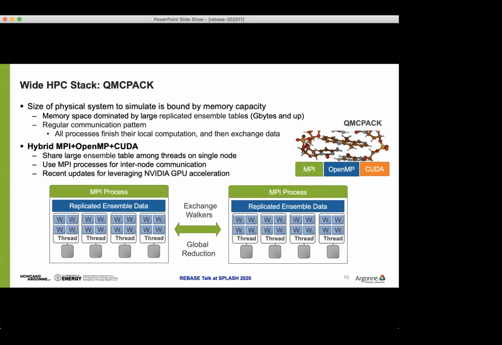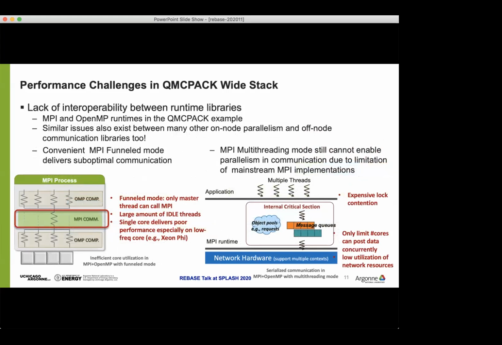And recently there is also NVIDIA GPU acceleration. So the code may become slightly different, but the main pattern does not change. So we can consider that QMCPACK basically combines the MPI, OpenMP, and CUDA subsystems in its software stack. Okay, so what we found in this combination is that, because of the lack of interoperability between those runtime libraries, we hit a lot of performance bottlenecks.